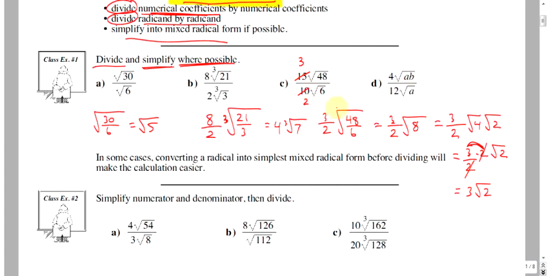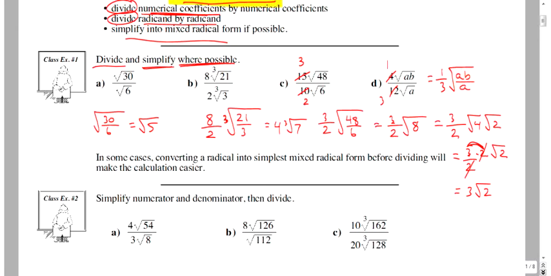What can I do here? Well, can I reduce 4/12? Let's start there. 4 goes into 4 once, 4 goes into 12 3 times. That's the number. Square root of AB? Don't know. Square root of A? I don't know. Let's just join them. So that's the square root of AB over A.